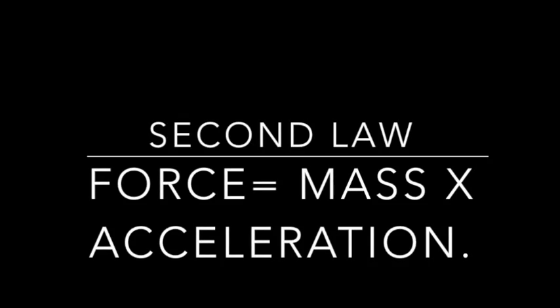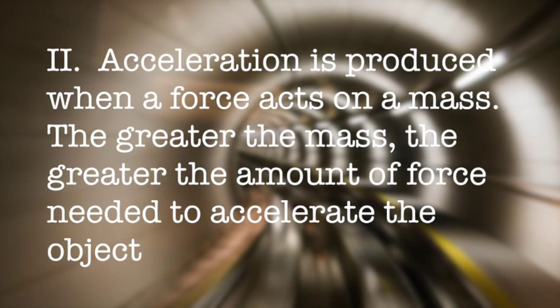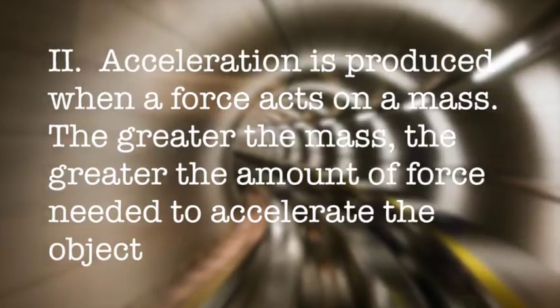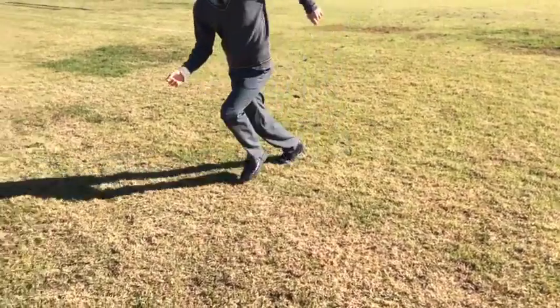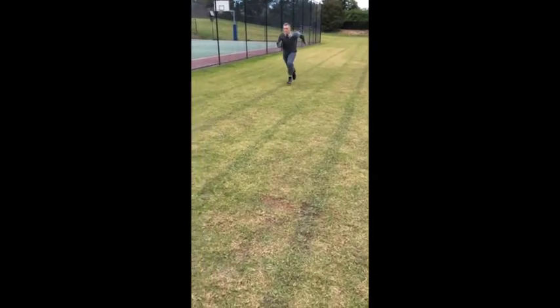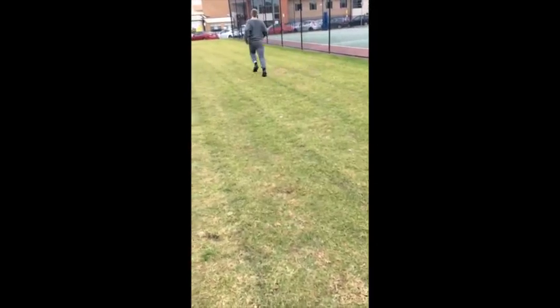Second law. Force equals mass times acceleration. Acceleration is produced when a force acts on a mass. The greater the mass, the greater the amount of force needed to accelerate the object. William uses less force to accelerate his body because he is lighter, whilst Bailey uses more force to accelerate his body because he is heavier. This is due to mass.